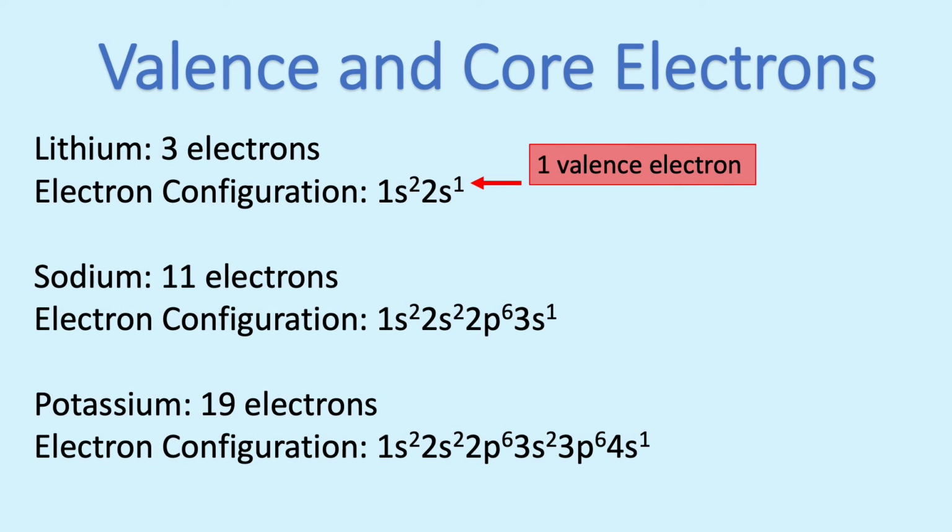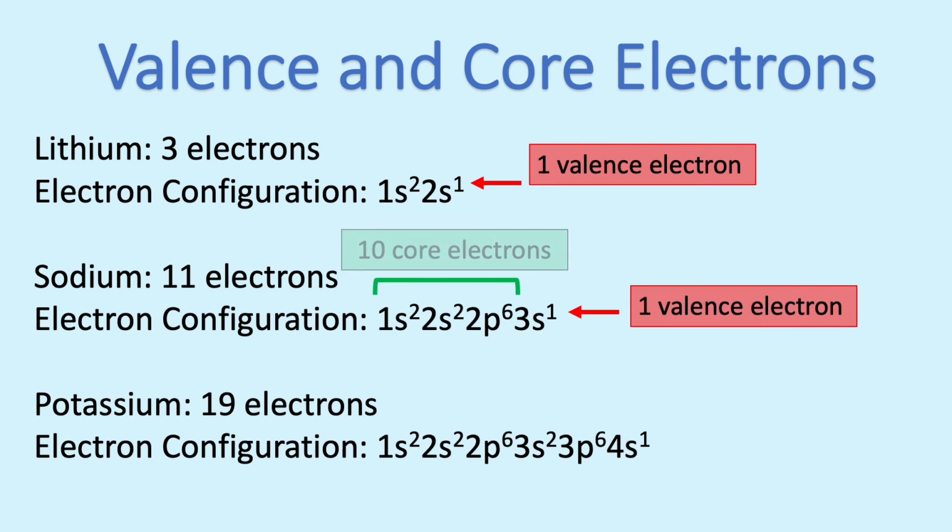Sodium is a third row element. It has 10 electrons total in the 1s, 2s, and 2p orbitals. Principal quantum number 3 is the highest, and there is 1 electron. Therefore, there is 1 valence electron and 10 core electrons.